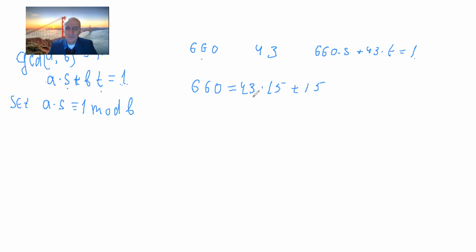Now, what will be the next step? The next step is to define from here what 15 is. And 15 is 360 minus 43 times 8. Okay, and now what is the next step?